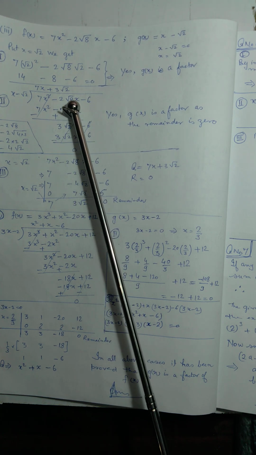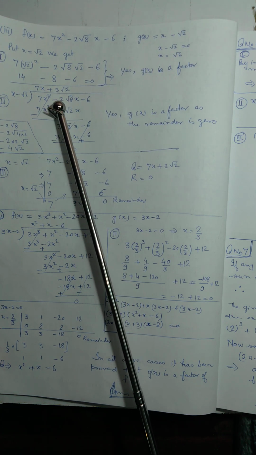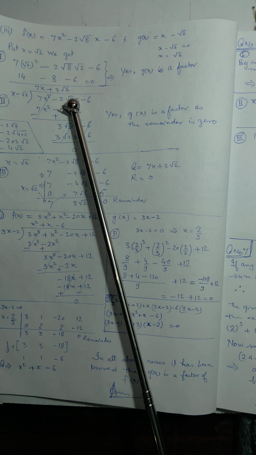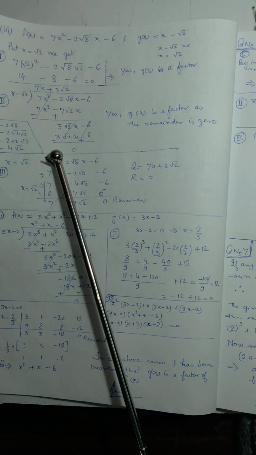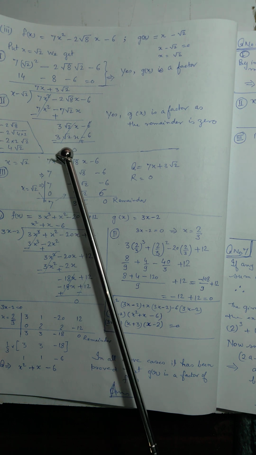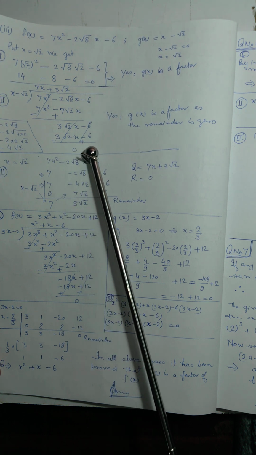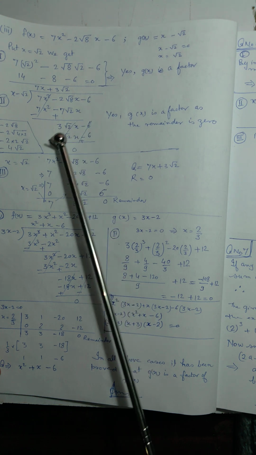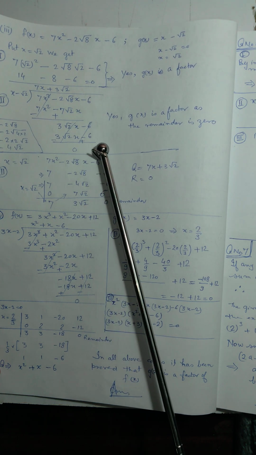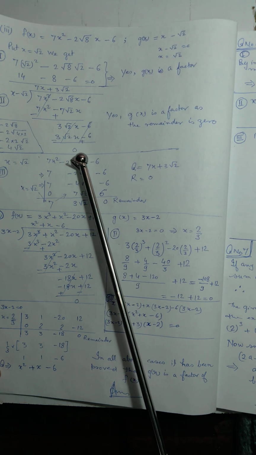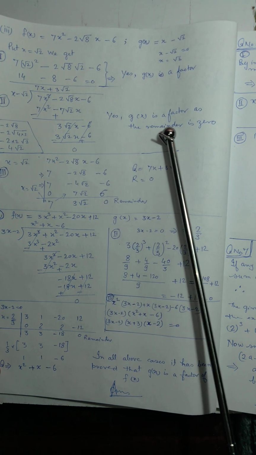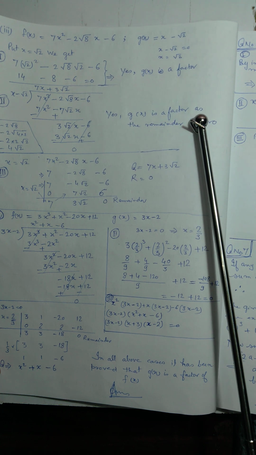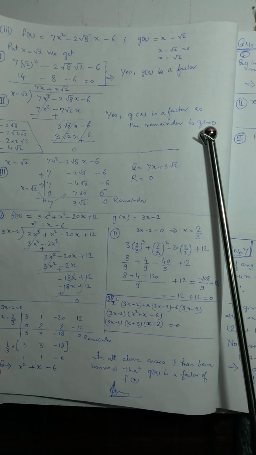Now take the quotient 3 root 2. 3 root 2 will be multiplied to x minus root 2. You will get here 3 root 2 x minus 6. Now subtract it after changing the sign. You will get the complete remainder will be equal to 0. Yes, g(x) is a factor, as the remainder is 0.